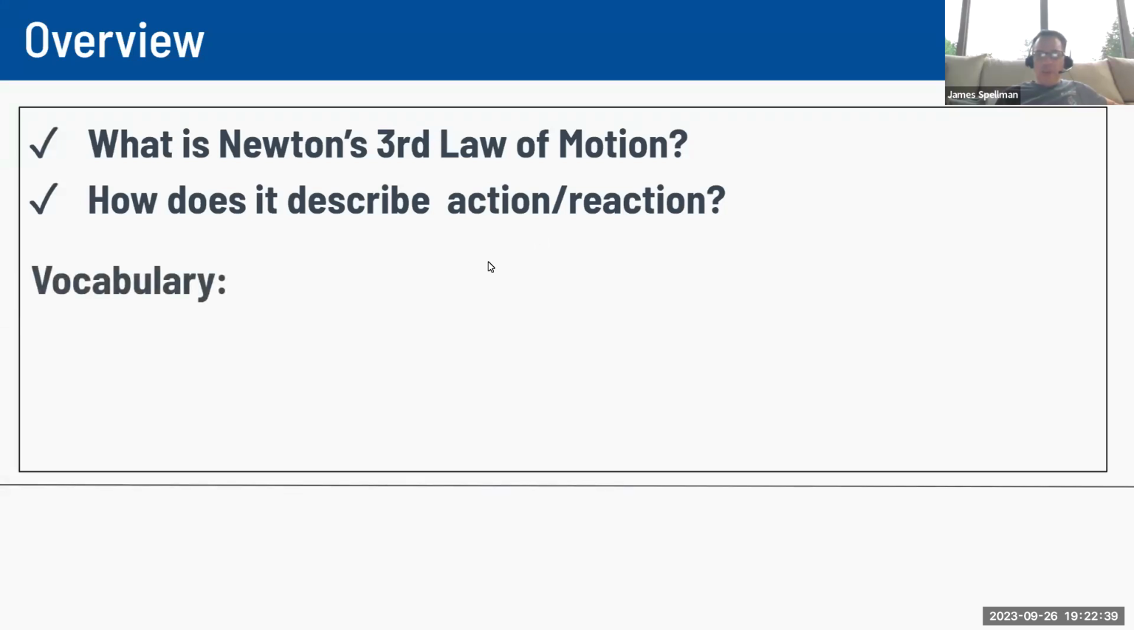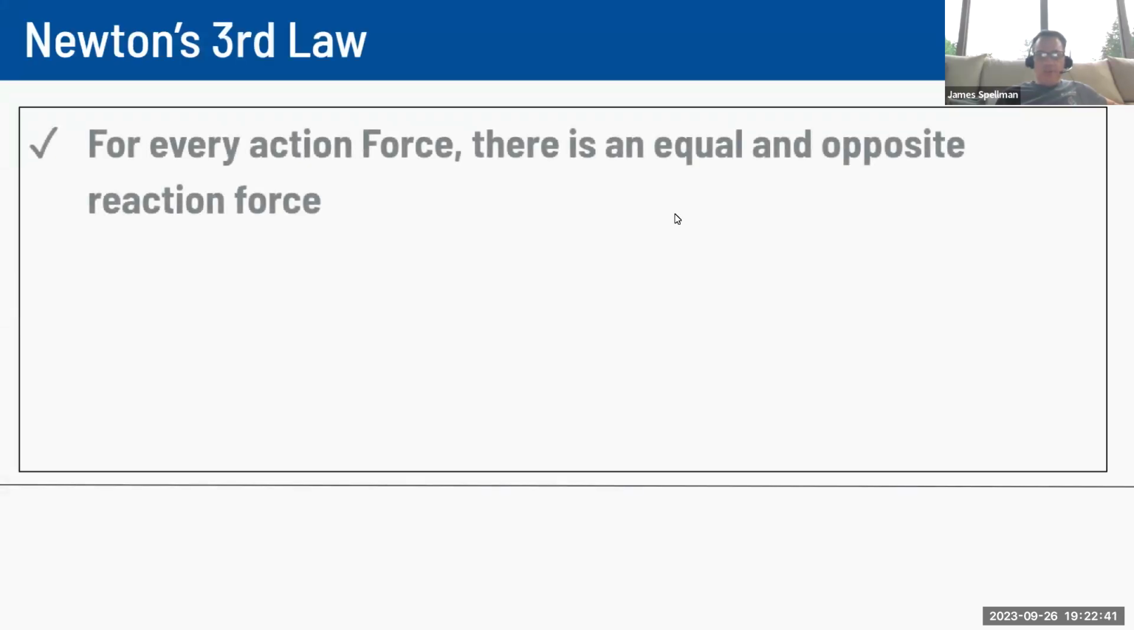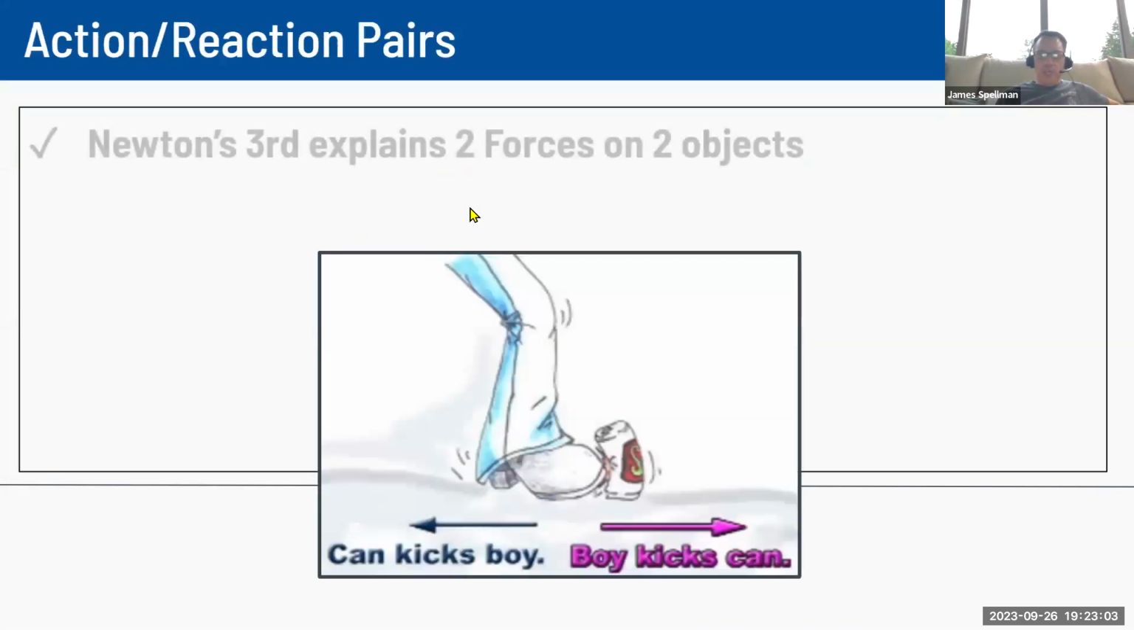Don't really have any new vocabulary for this one, so we'll move along. Newton's third law can kind of be summarized: for every action force, there is an equal and opposite reaction force. You've probably heard versions of this where people say for every action, there's an equal and opposite reaction. Well, that's not exactly what it's talking about in Newton's third law. It's actually every action force, there is an equal and opposite reaction force, right?